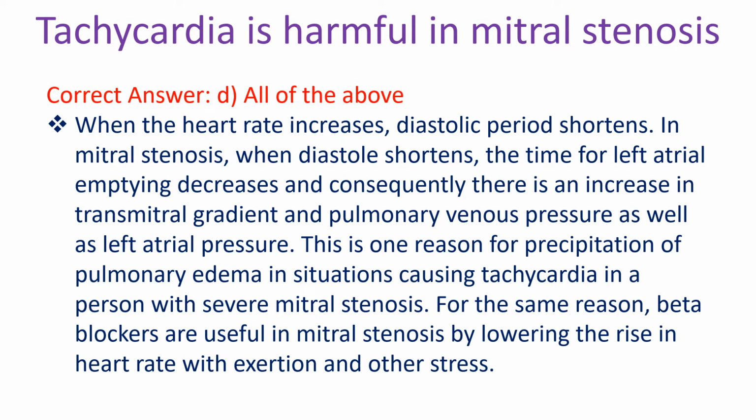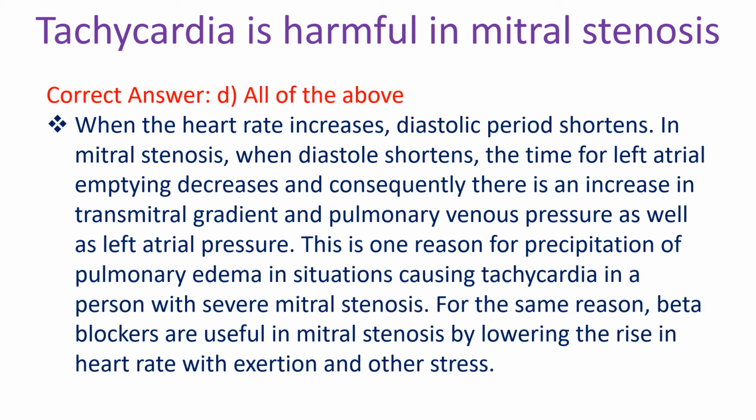All of the above. When the heart rate increases, diastolic period shortens. In mitral stenosis, when diastole shortens, the time for left atrial emptying decreases and consequently there is an increase in transmitral gradient and pulmonary venous pressure as well as left atrial pressure. This is one reason for precipitation of pulmonary edema in situations causing tachycardia in a person with severe mitral stenosis.